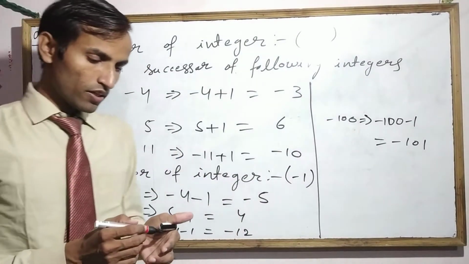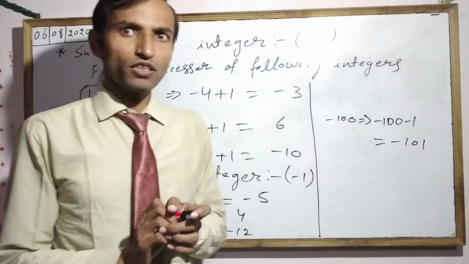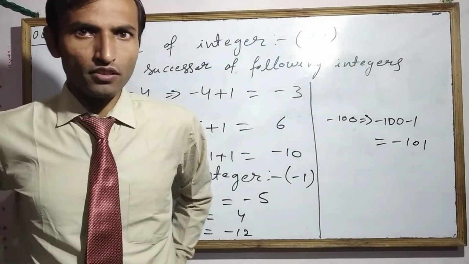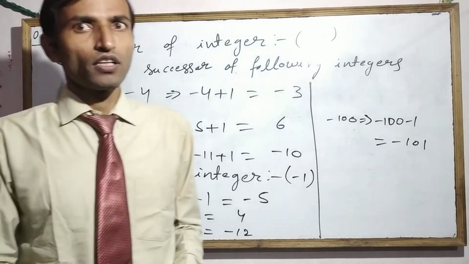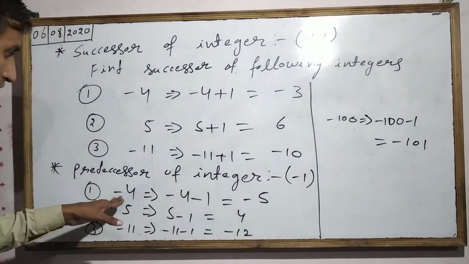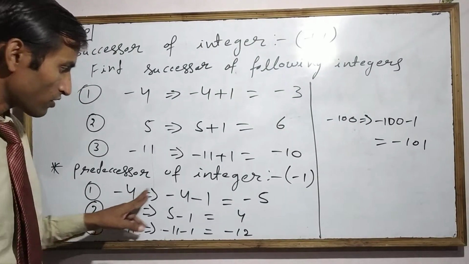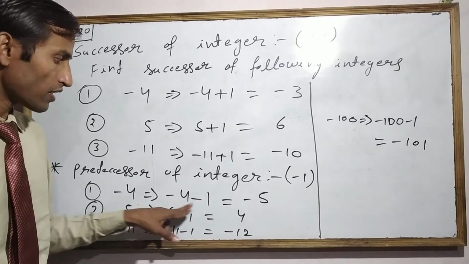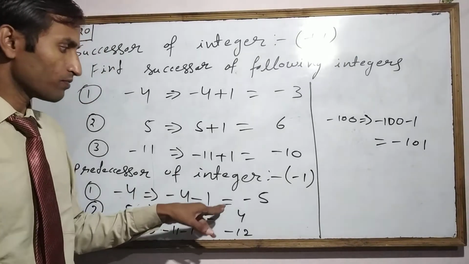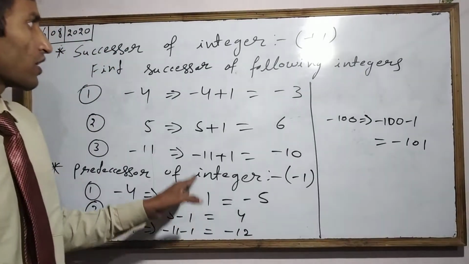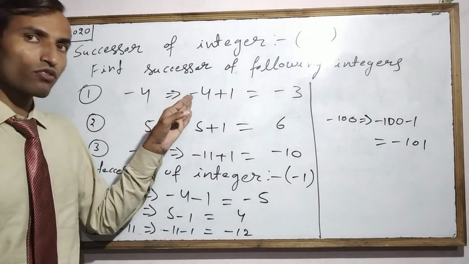Whatever we have studied in previous classes, the 6th class and 5th class, about the predecessor of natural numbers and whole numbers, the same like that you have to do here, but you have to be careful with the minus sign. Here minus is also there and you will take minus also. So again both have a minus sign, which means we have to add, but the answer will come in negative only. Okay. And for successor also we have to be careful with the minus sign.